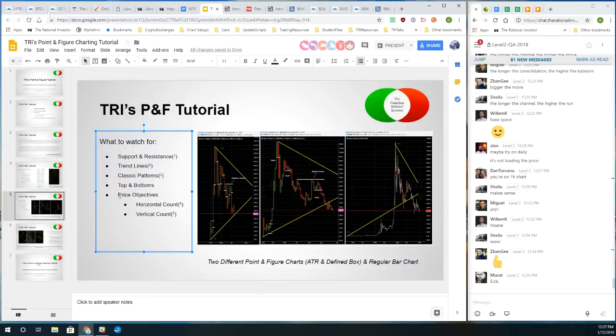And then finally, as sort of an added feature of point and figure charting, we can see a lot of the concepts that we've previously learned in the program. Things like the simple AB equals CD harmonic, think vertical count. And then things like the longer the channel, the bigger the run, think horizontal count.